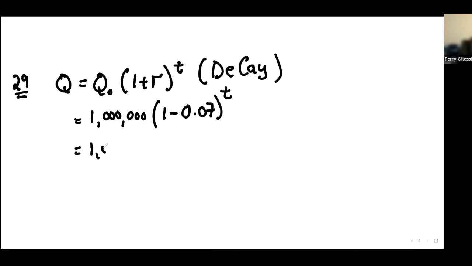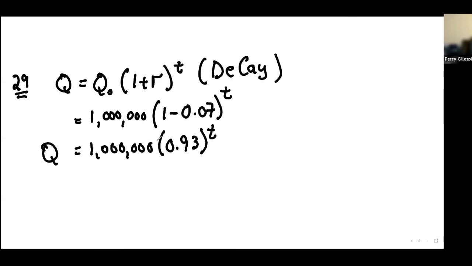So we have 1 million times 0.93 raised to the T power. This is our function that we are going to be dealing with, which is Q. Remember, we're still going to be dealing with T starting at 0 and incrementing by 1 up until 10. But all we have done is just change the function.